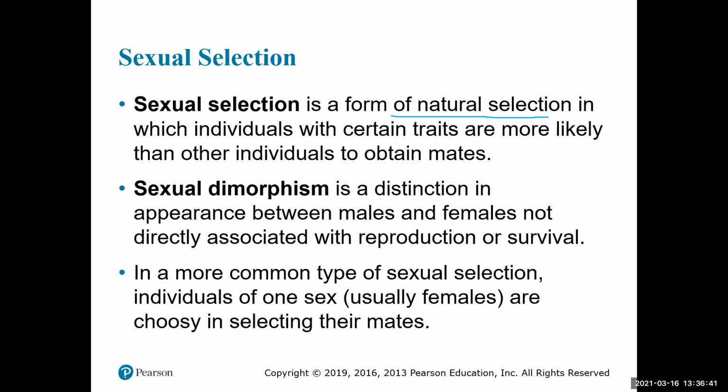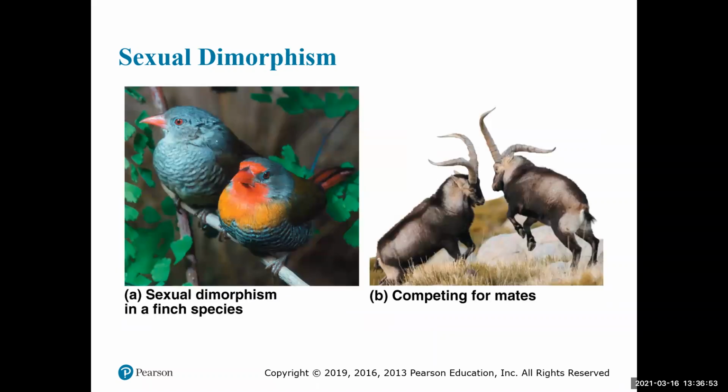And so the more common is usually the females selecting their mates and being choosy, but also it could be vice versa, where the males are being choosy and selecting specific females. So here's an example of finches expressing sexual dimorphism, with males being differently colored versus the females. And then also you can have competition for mates, where maybe the animal that's the strongest with the biggest horns is able to defeat the other male and gain rights to reproduce and have offspring.